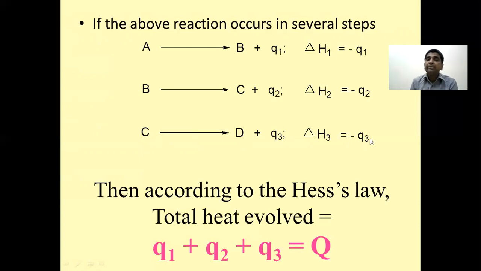And therefore, according to Hess's law, Q1 plus Q2 plus Q3 is equal to Q. That is, the total amount of heat absorbed or evolved during a process remains constant whether the process takes place in one or several steps. That doesn't matter.